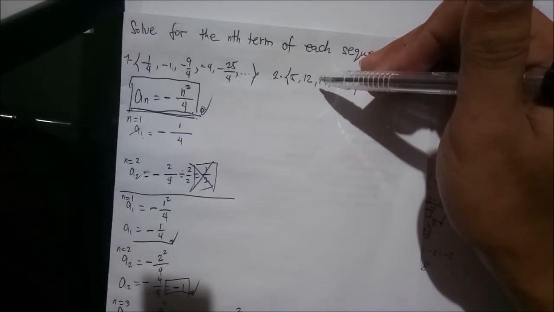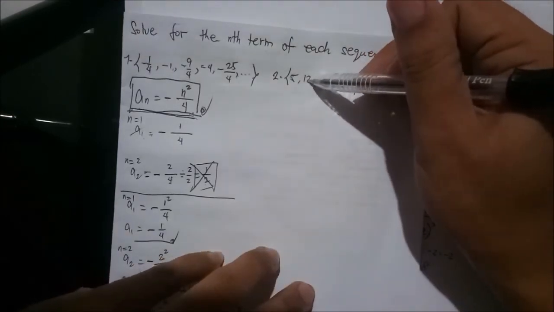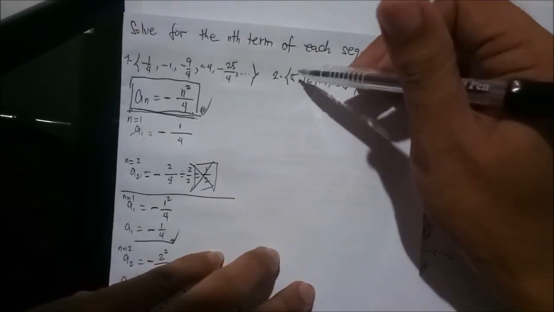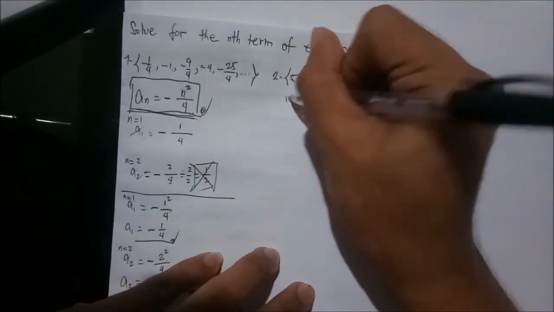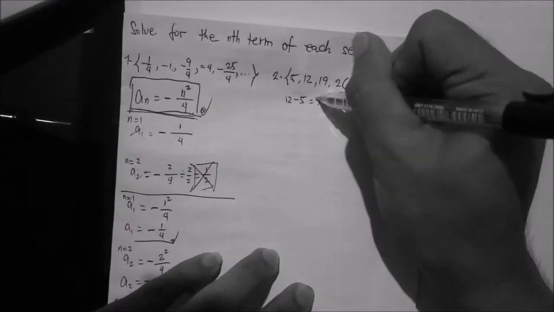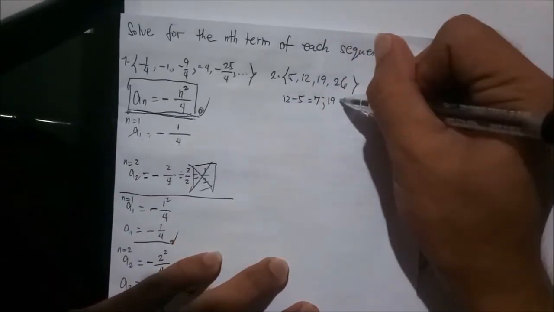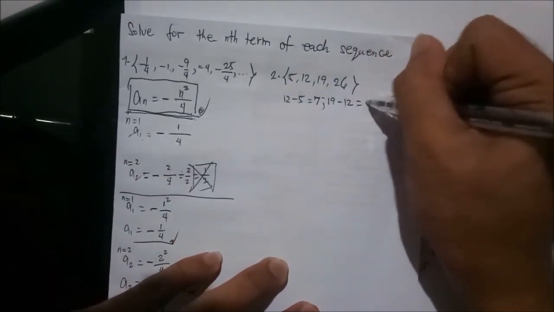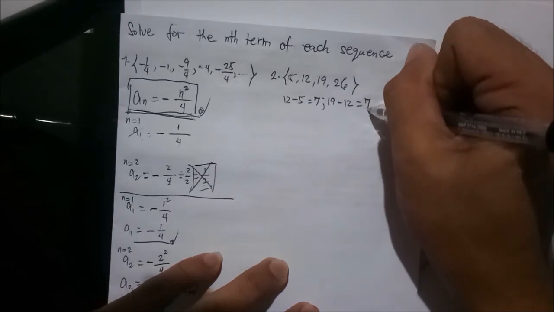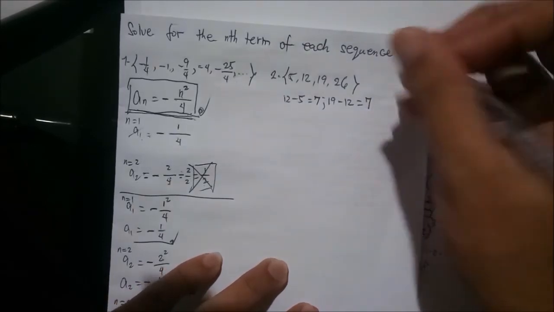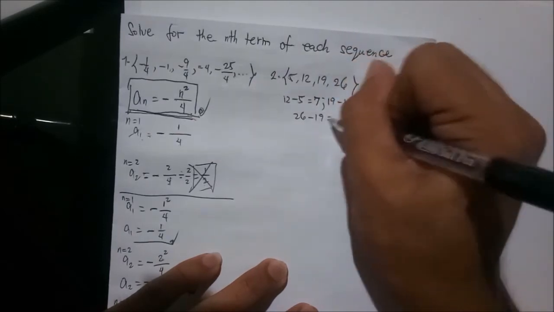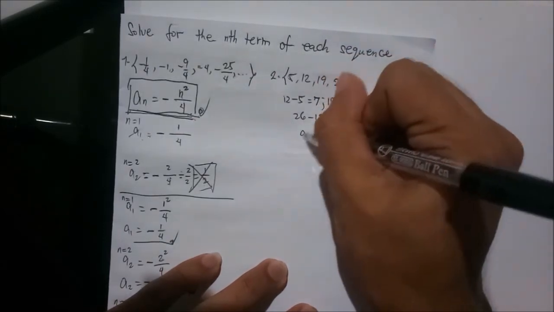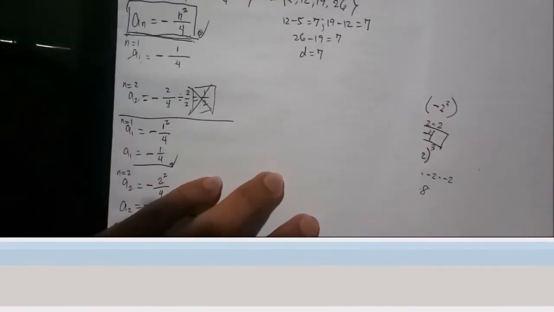How to find the common difference? Subtract the first term from the second term. So 12 minus 5 is 7, 19 minus 12 equals 7, 26 minus 19 equals 7. So the common difference here is 7.